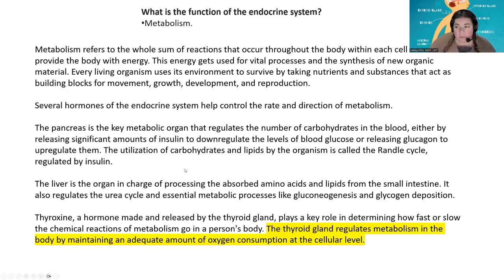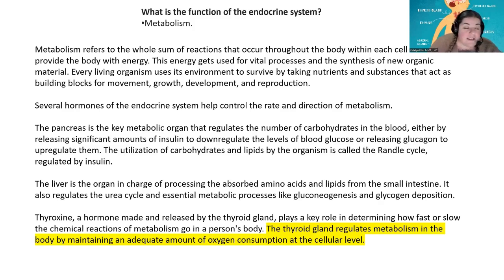Now, we're going to hear a lot about the thyroid gland and metabolism, especially when it comes to pathologies of the thyroid. But 2 other cool glands that have something to do with metabolism are the pancreas and the liver. The pancreas is the key metabolic organ that regulates the number of carbohydrates that are in your blood at any given point in time, either by releasing significant amounts of insulin to downregulate the levels of blood glucose or releasing glucagon to upregulate them. The utilization of carbohydrates and lipids, fats, by the organism is called the Randle cycle, and that is regulated by your insulin.